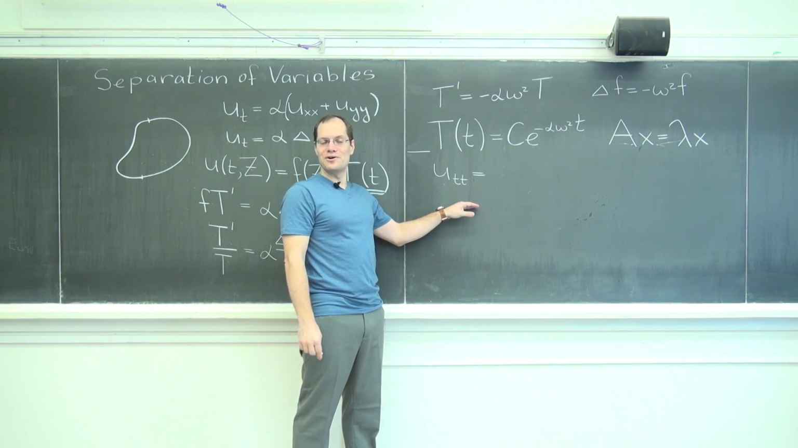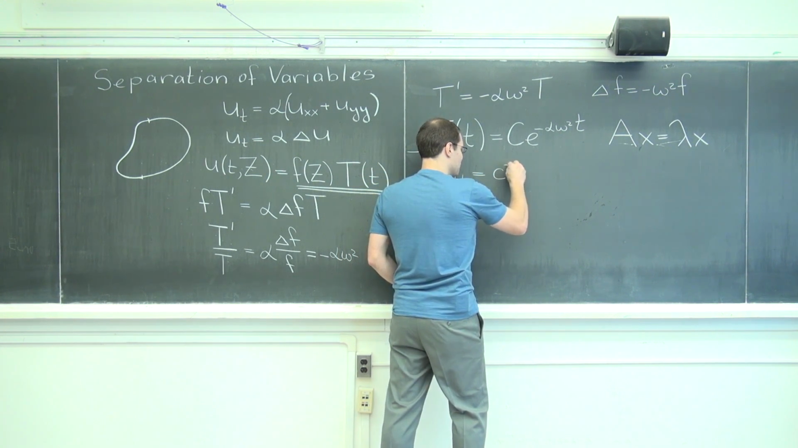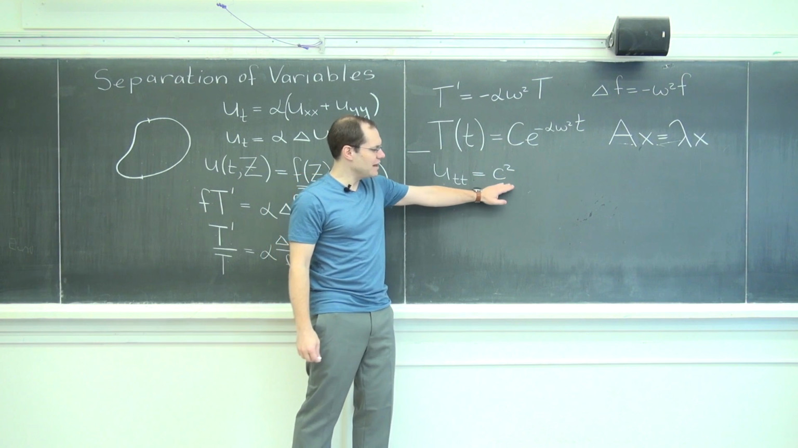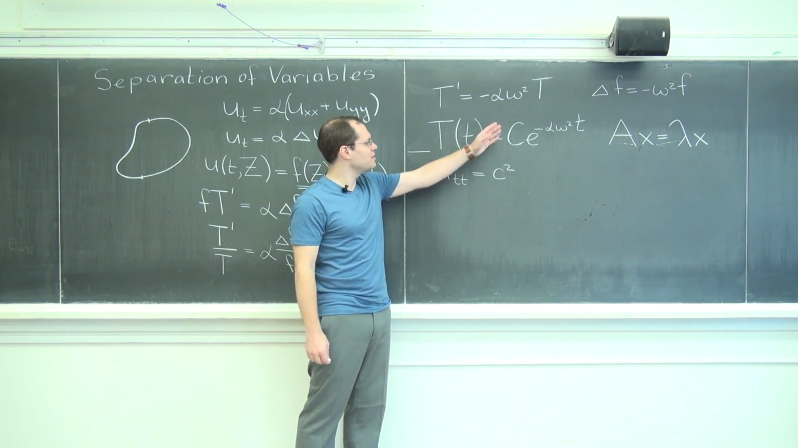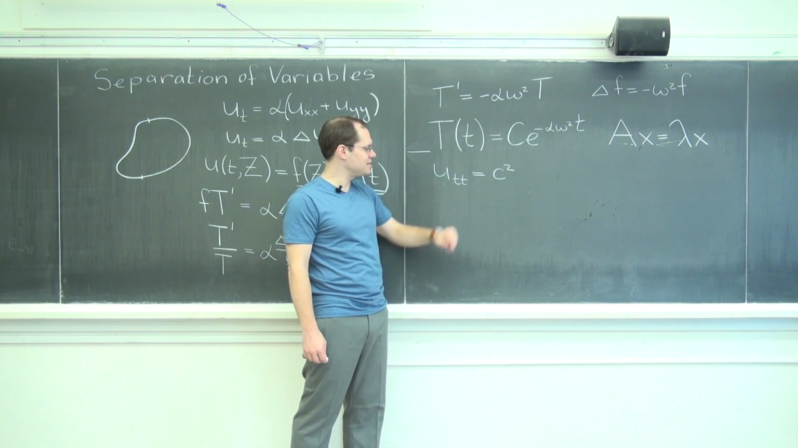We kind of know where this is going. So we want a positive number here. So I'm now calling it c squared. Of course, we want alpha to be positive as well. But now it will actually pay to have a positive number here.